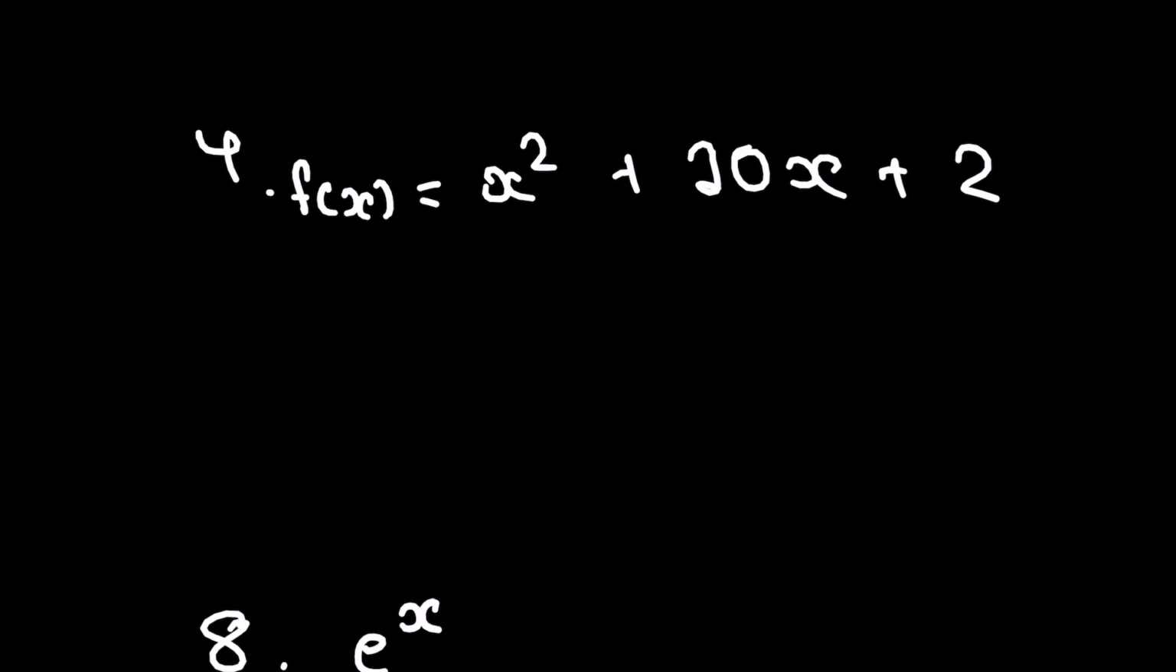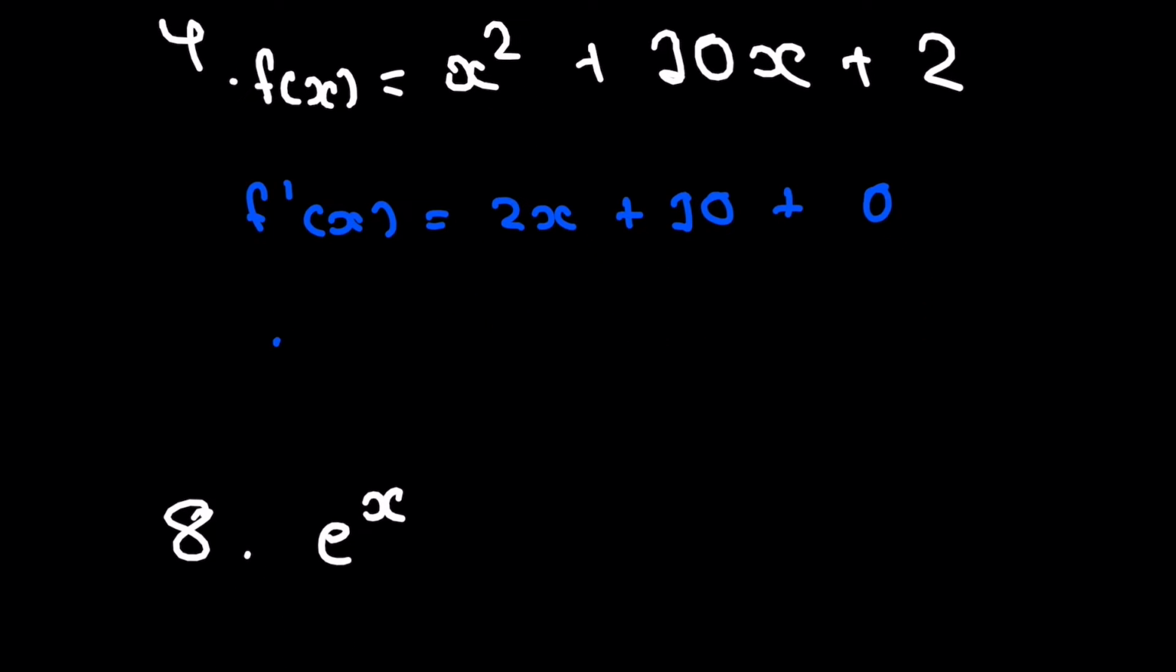Next question, we have f of x is equal to x squared plus 10x plus 2. Now f dash x is equal to, the derivative of x squared is just 2x again. The derivative of 10x is just 10, and the derivative of 2 is 0. Therefore, your f dash x is equal to 2x plus 10. Okay, so next question.